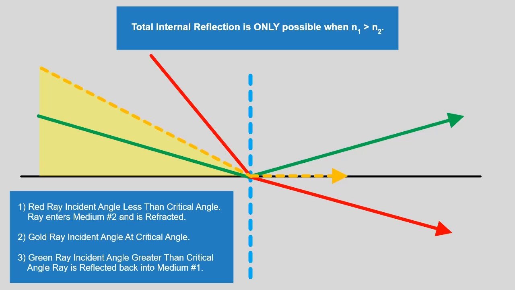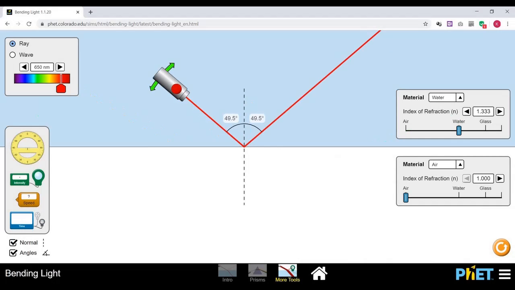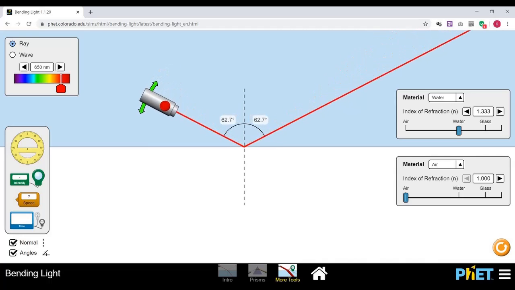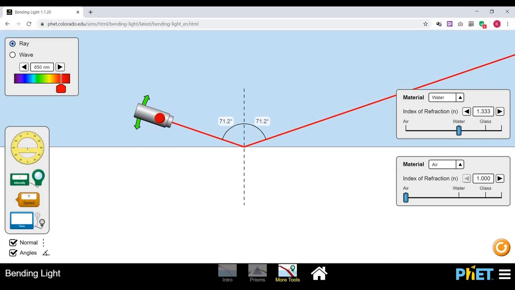So, in summary, when the index of medium 1 is greater than the index of medium 2, total internal reflection can occur. If you know the critical angle, then any incident angle greater than the critical angle will create total internal reflection within medium 1. Now, the incident beam is beyond the critical angle. As I slowly increase the incident angle, you notice that the incident beam is just simply reflected in medium 1. It never enters medium 2.